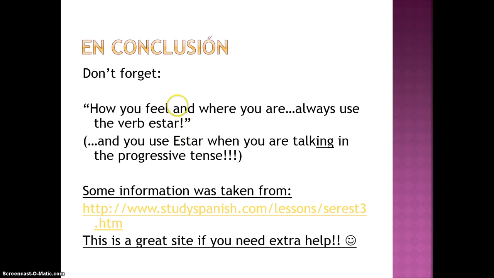In conclusion, with estar, don't forget how you feel and where you are. Always use the verb estar. That's the easiest rhyme to remember, and it really does help us when we're trying to think which we use, Ser or Estar.